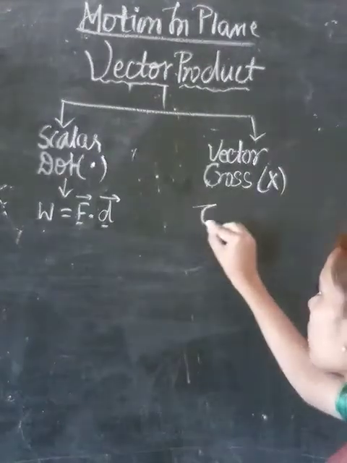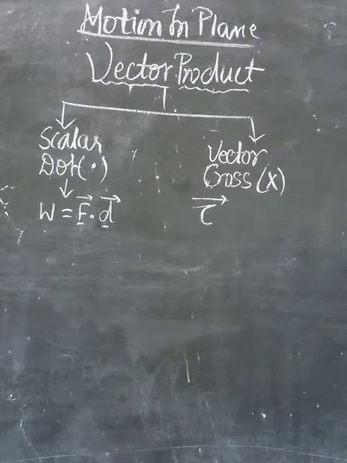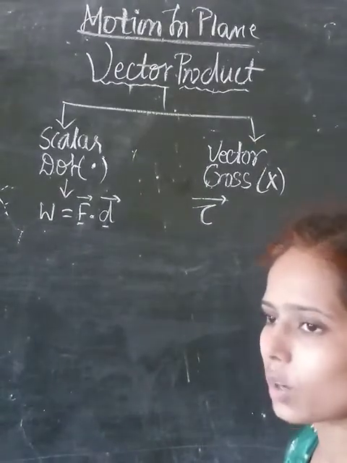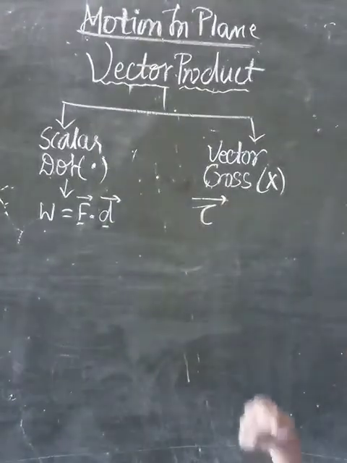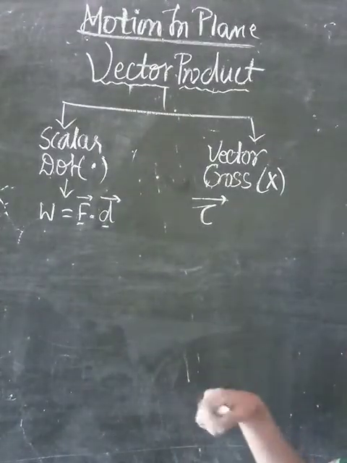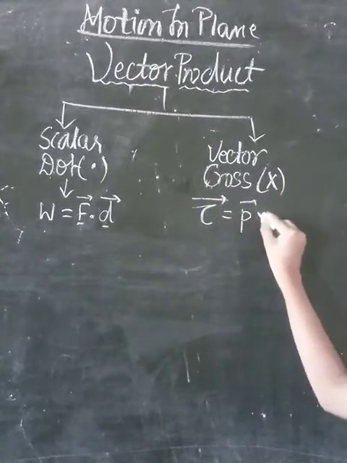If you see the torque, it is a couple of forces that is acting on a body to make it rotate. If the body starts rotating, then the forces acting on it will be in two opposite directions, and this couple of forces is said to be torque, and torque will be equal to P cross R.